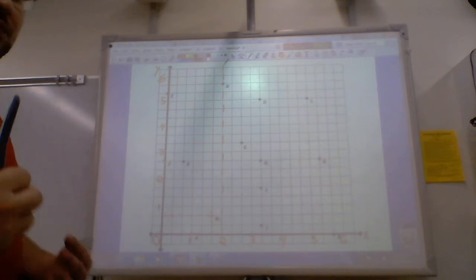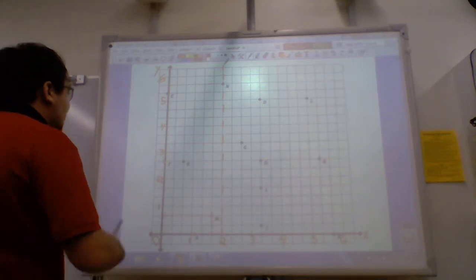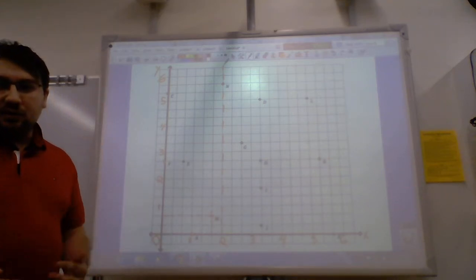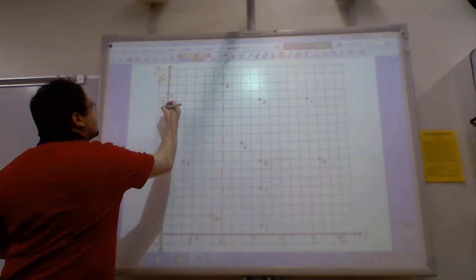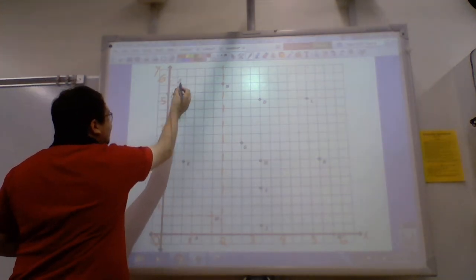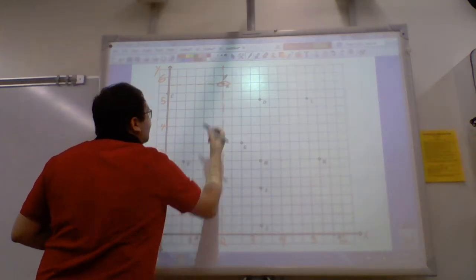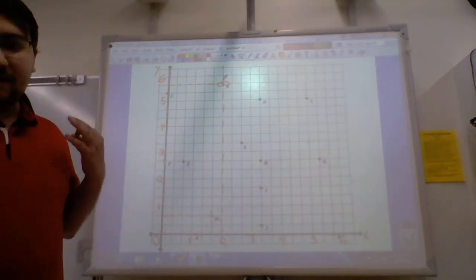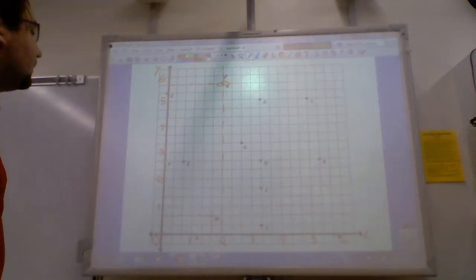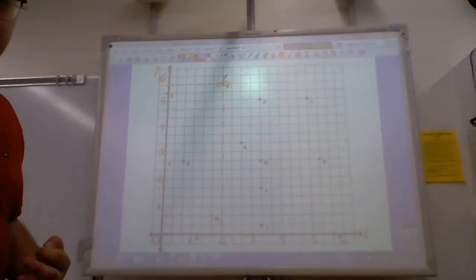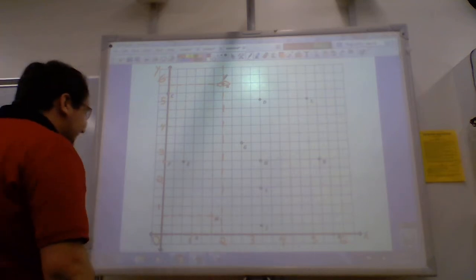But we just want to make sure. So we're going to go to our y-axis. We're going to go to 5 2/3. So 5 1/3, 2/3. And we're going to draw our dashed line from there. And wouldn't you know it, we do come across point N. So point N is going to be the fourth answer for part G.